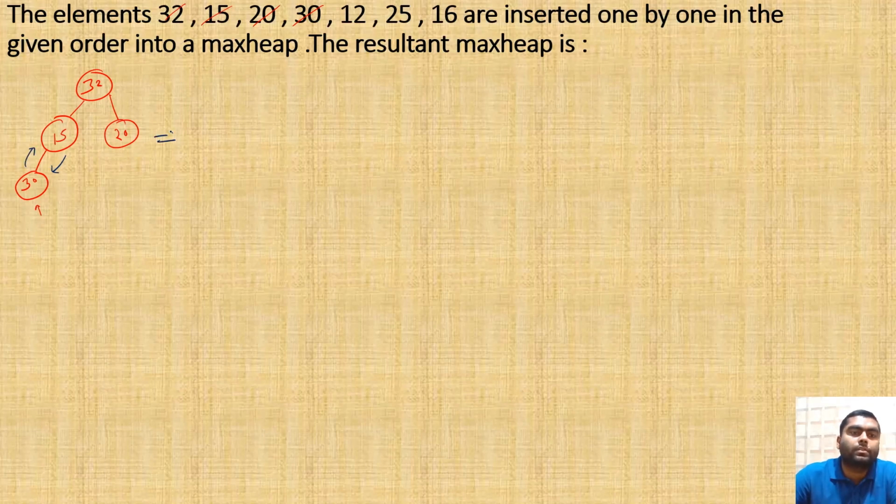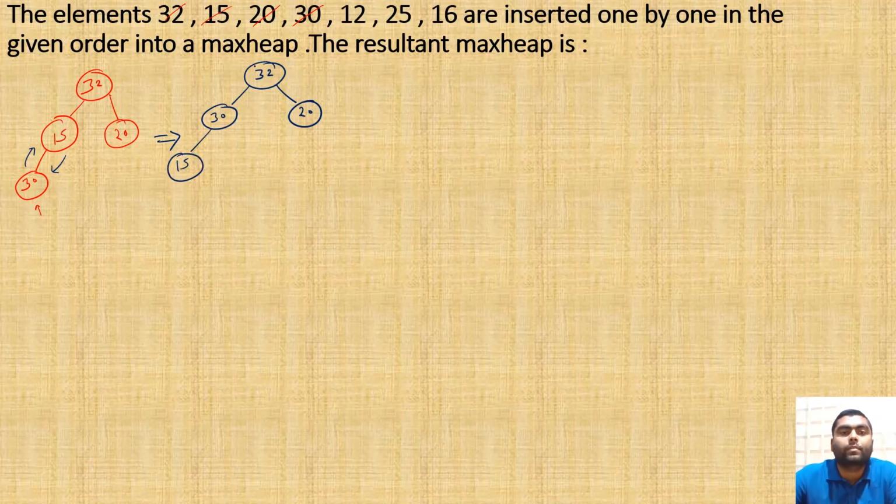So what will be the resulting tree after this? The resulting tree is 32, then left will be 30 and right side will be 20, and the new left is 15. Okay, now let us insert the next value. The next value is 12. So 12 will be inserted over here, no problem at all.